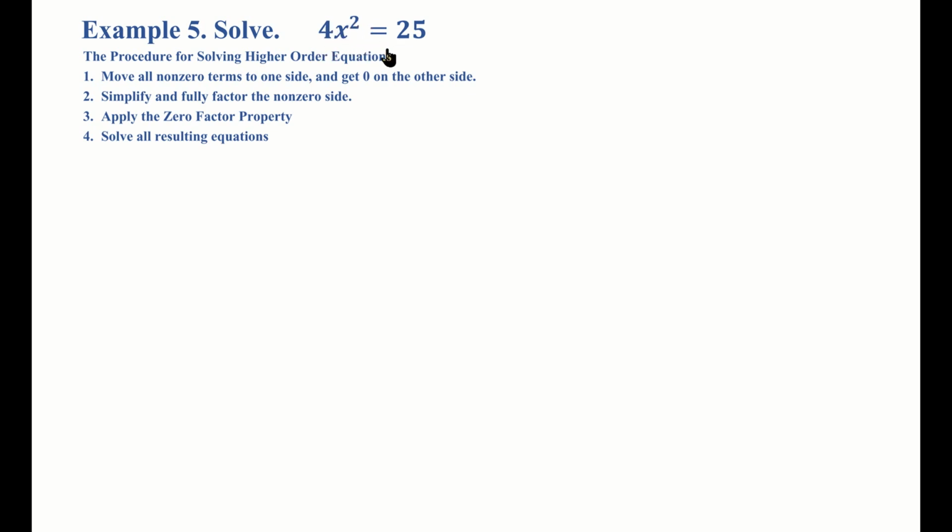And just because it looks simpler than some of the other ones, we don't treat it any differently. We're going to do all these steps. We're going to move all the non-zeros to one side. So we end up with 4x squared minus 25 equals 0. Now we're going to simplify and fully factor. Notice that there's nothing to really simplify here. There's no common factor or anything like that to take out. So we'll go ahead and factor.